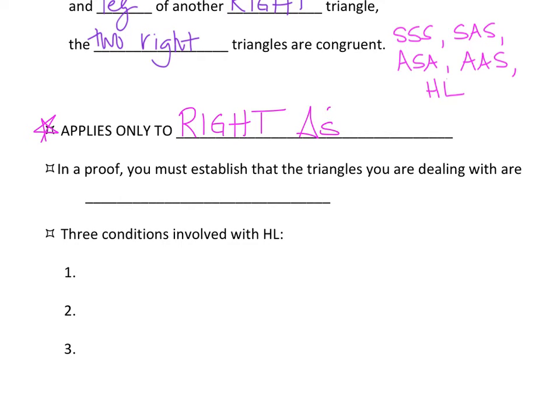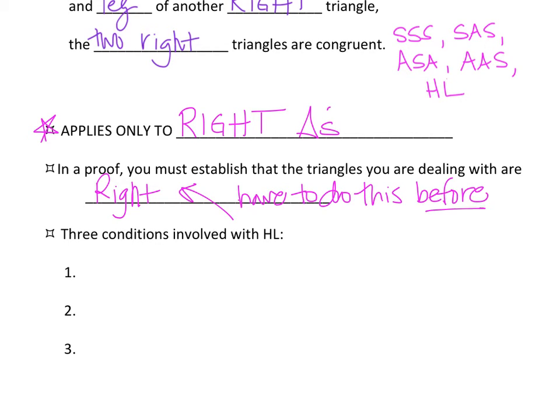All right, in a proof, you must establish that the triangles you're dealing with are right triangles. So basically, you have to prove that they're right triangles. You have to do this before you use the HL. So part of the proof will be proving that they're right triangles, and then you can bring in the HL postulate. So three conditions involved with the HL.